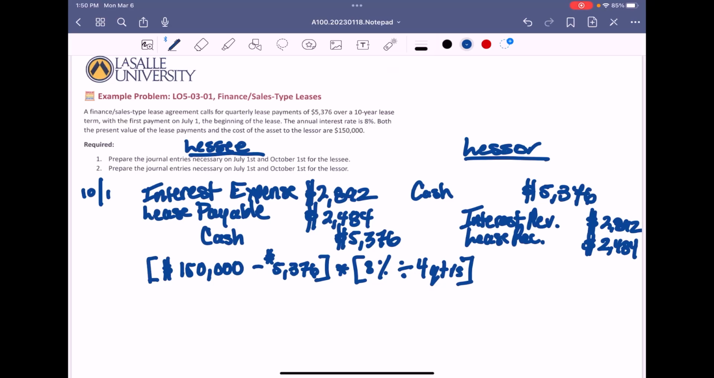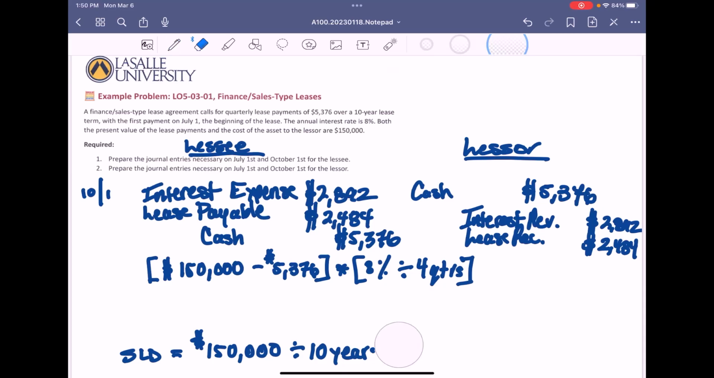Well, what we say is we're going to do straight line depreciation. The asset's value is $150,000 to start. It's expected to have a 10-year useful life because it's a 10-year lease. So we're going to divide this by 10 years. And we're recording this for a quarter, so we're going to also divide that by 4 quarters to get our quarterly expense.